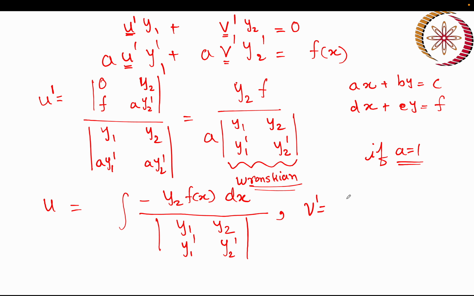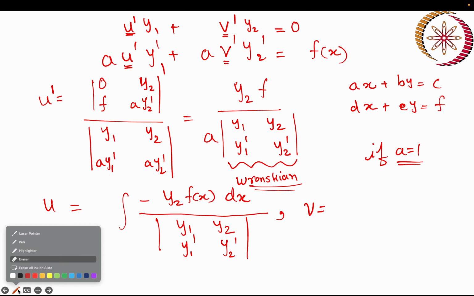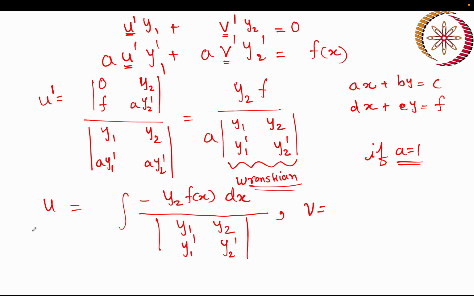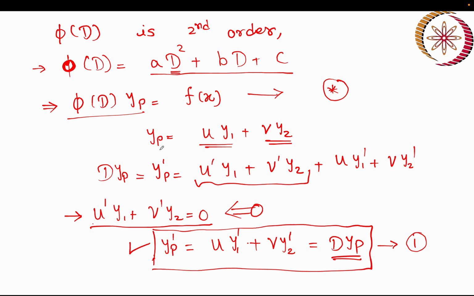So I will just write the equation for v. Okay, so v will be the integral of y1 f of x dx, divided by the Wronskian with y1 prime and y2 prime. So this is how u and v can be determined, and that's how this Wronskian also comes into the picture. This comes because we have imposed one of the conditions here.